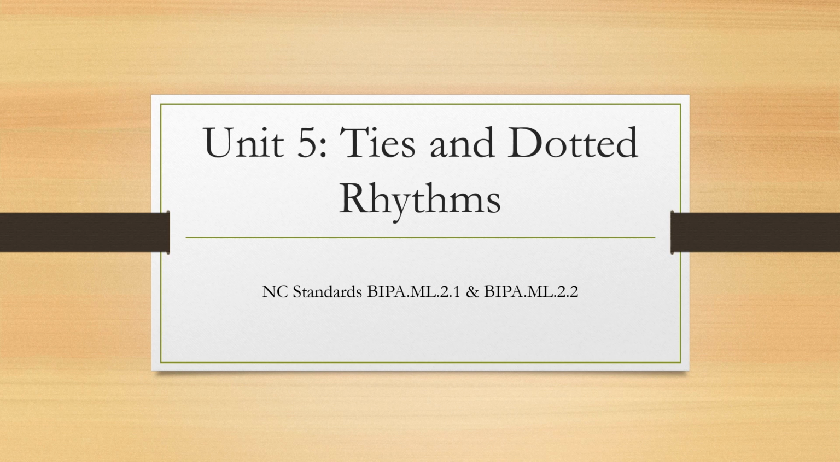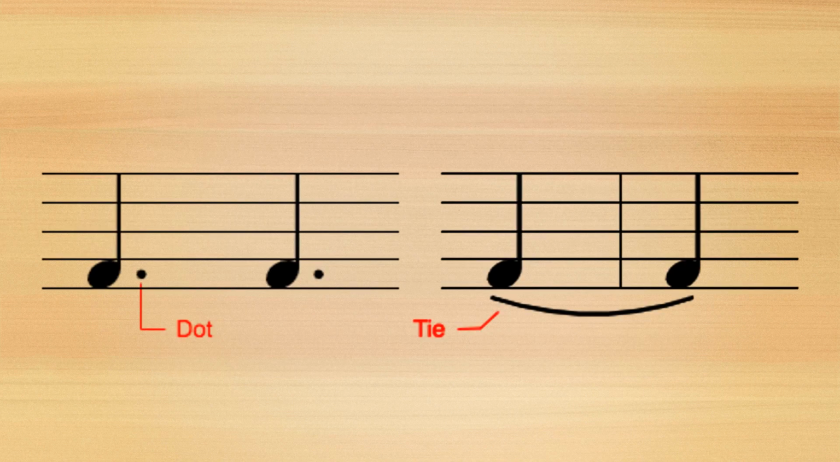This is the Unit 5 Ties and Dotted Rhythms lesson. First, let's look at what ties and dotted rhythms are.